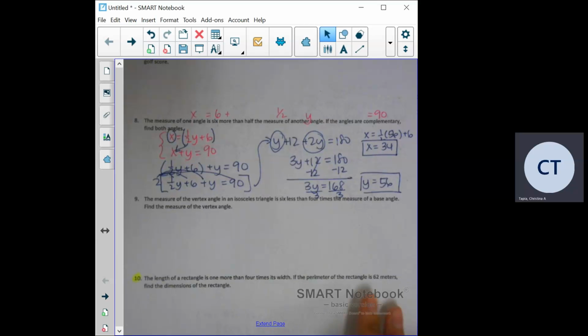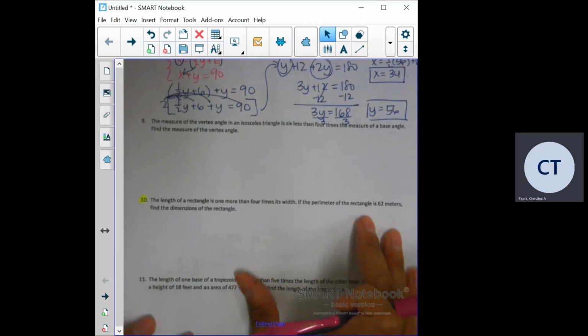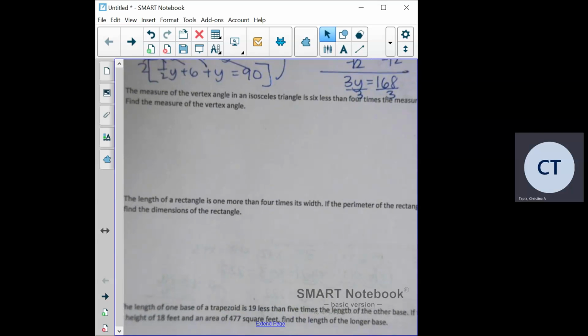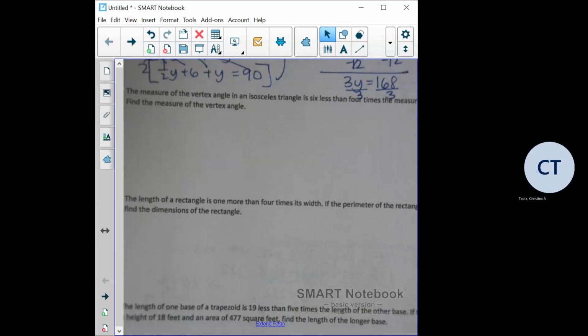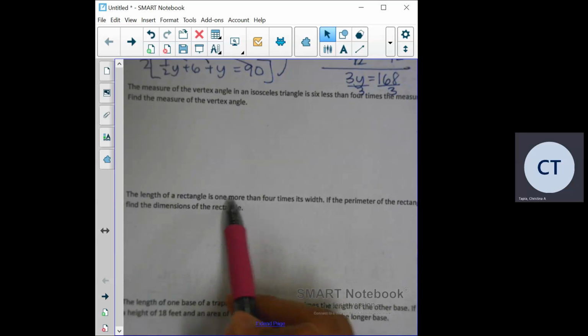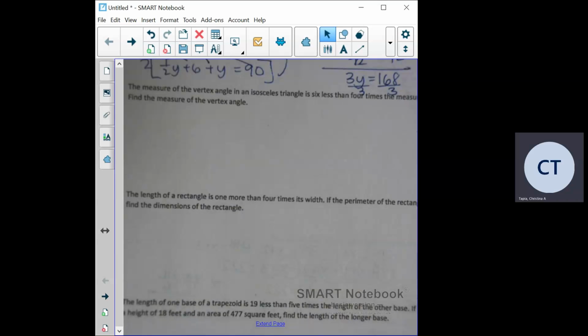So for question number 10, there's a couple ways you can write this. It says the length of a rectangle is 1 more than 4 times its width. The perimeter of the rectangle is 62 meters, and you need to find the dimensions. So the dimensions are the length and the width. So for the first part, it says the length of your rectangle is 1 more than 4 times the width. You can use X and Y for this. It really doesn't matter to me.